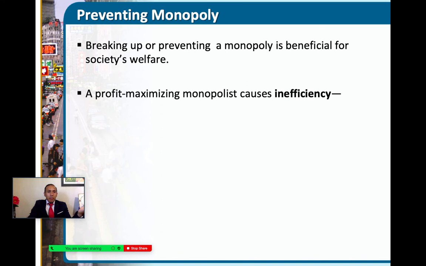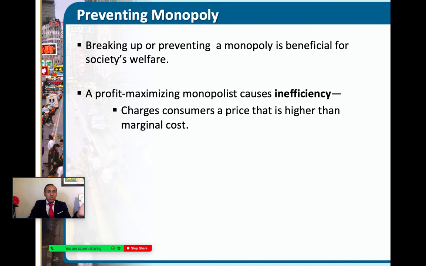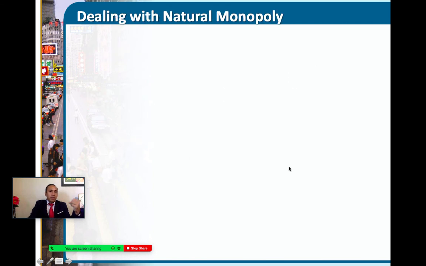Preventing monopoly can be quite beneficial for society's welfare. You can prevent a monopoly by regulating a monopoly, or preventing the inefficiencies that are created because of a monopoly. Sometimes profit maximizing monopolies cause inefficiencies. They tend to charge a higher price to the consumer, greater than the cost. That is bad for the consumers that cannot afford the good. Some transactions do not take place because of the high price in the market. So we're looking to regulate a monopoly.